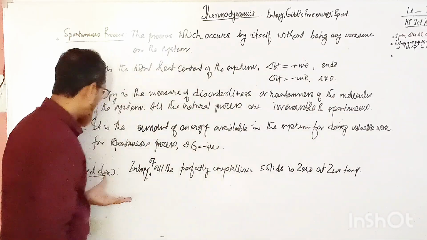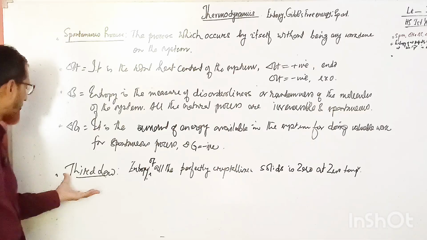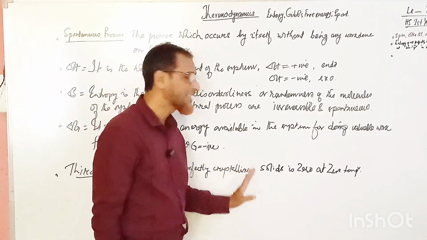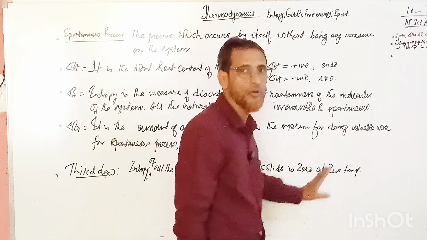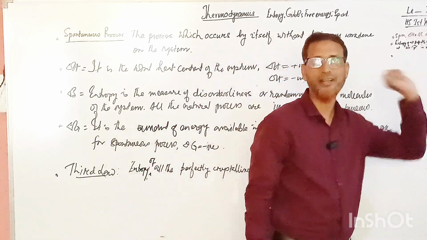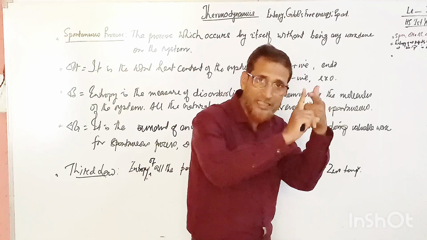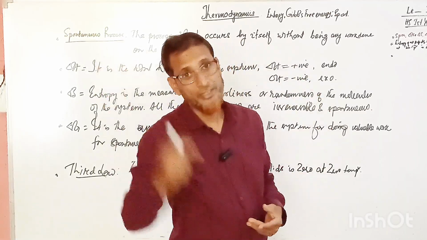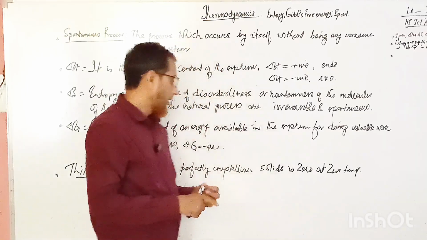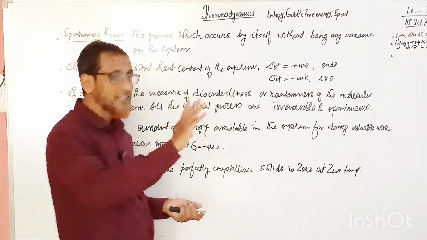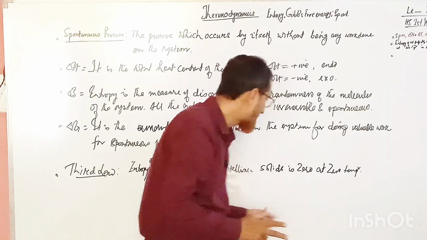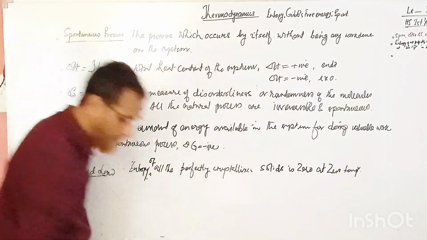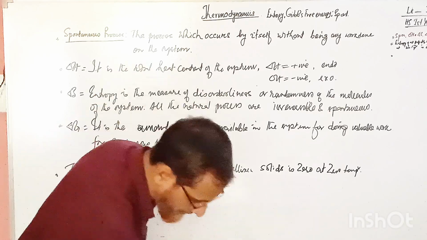Am I right? So next, I want to tell the third law. Third law: entropy of all perfectly crystalline solids is zero at absolute zero temperature. When the temperature of a perfectly crystalline substance is taken as 0 degree, then the movement of the molecules is restricted in such a way that there is no randomness, and entropy becomes zero at zero temperature, and this is called the third law of thermodynamics.